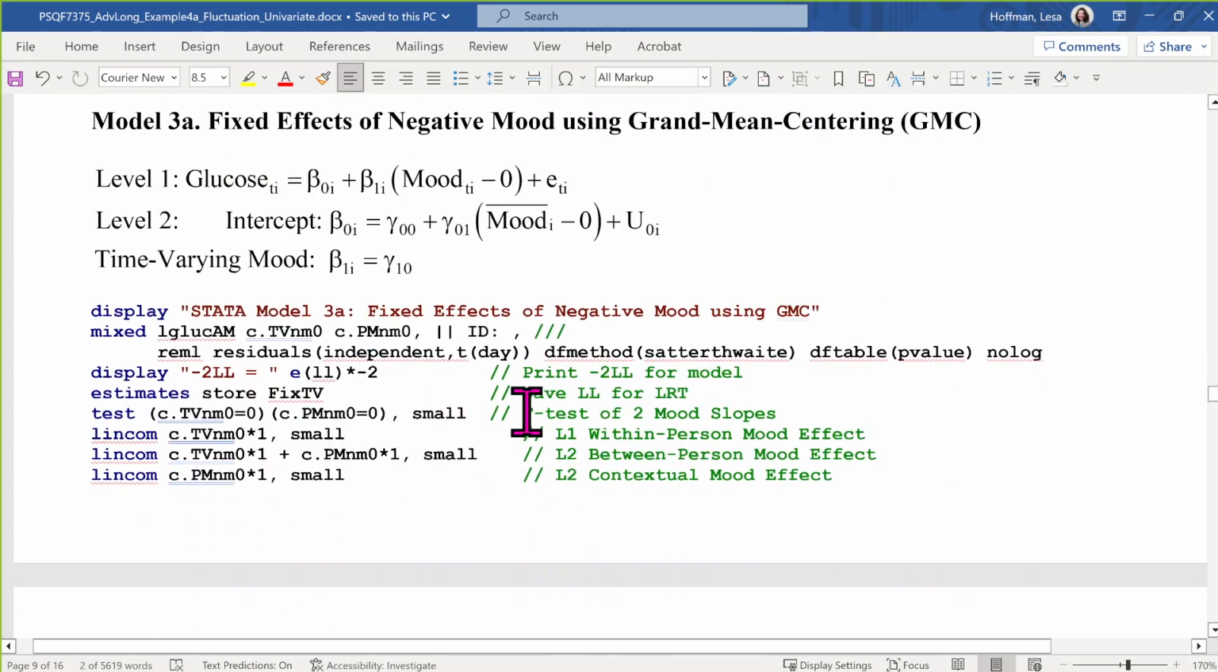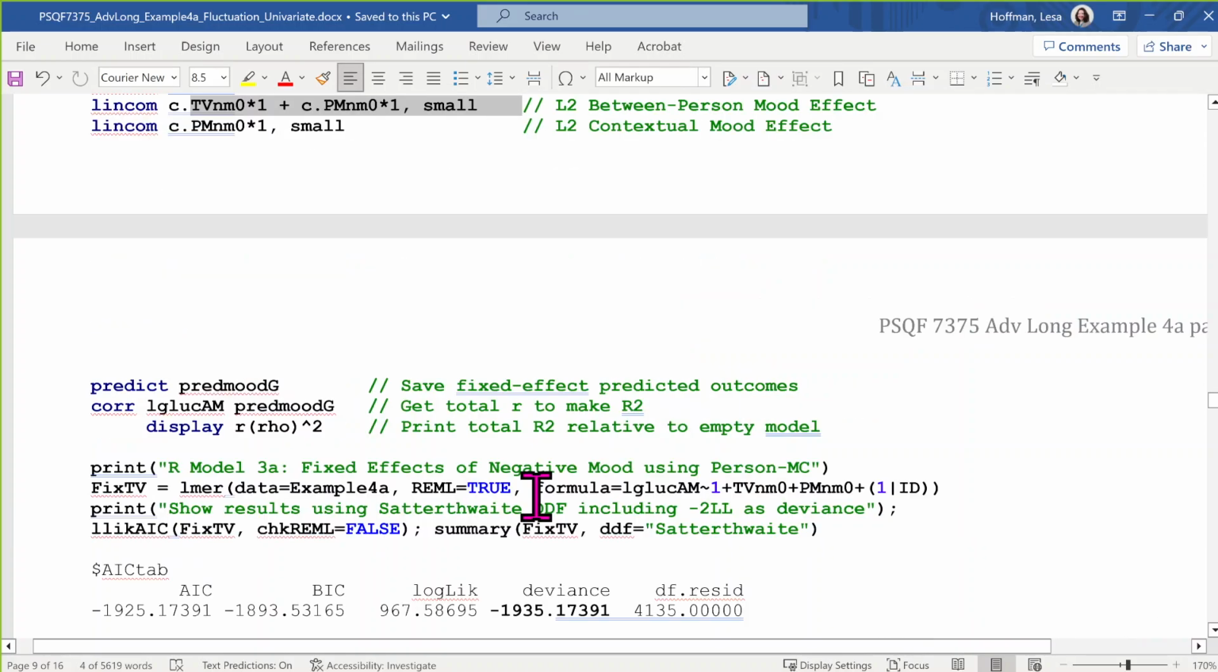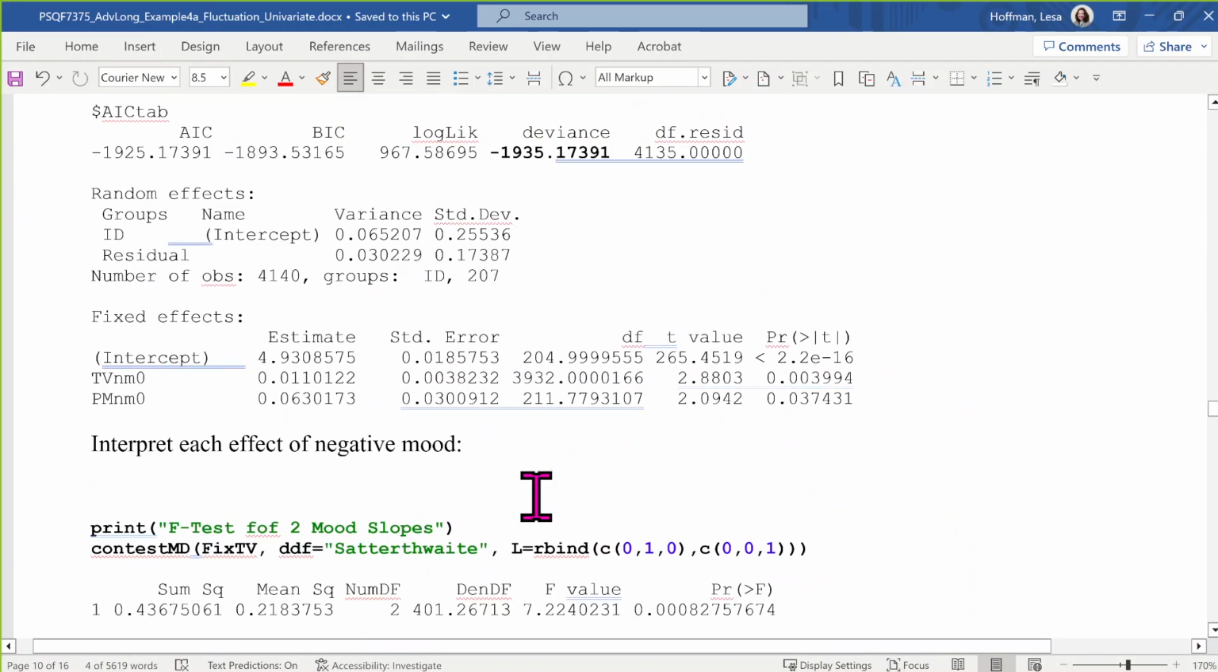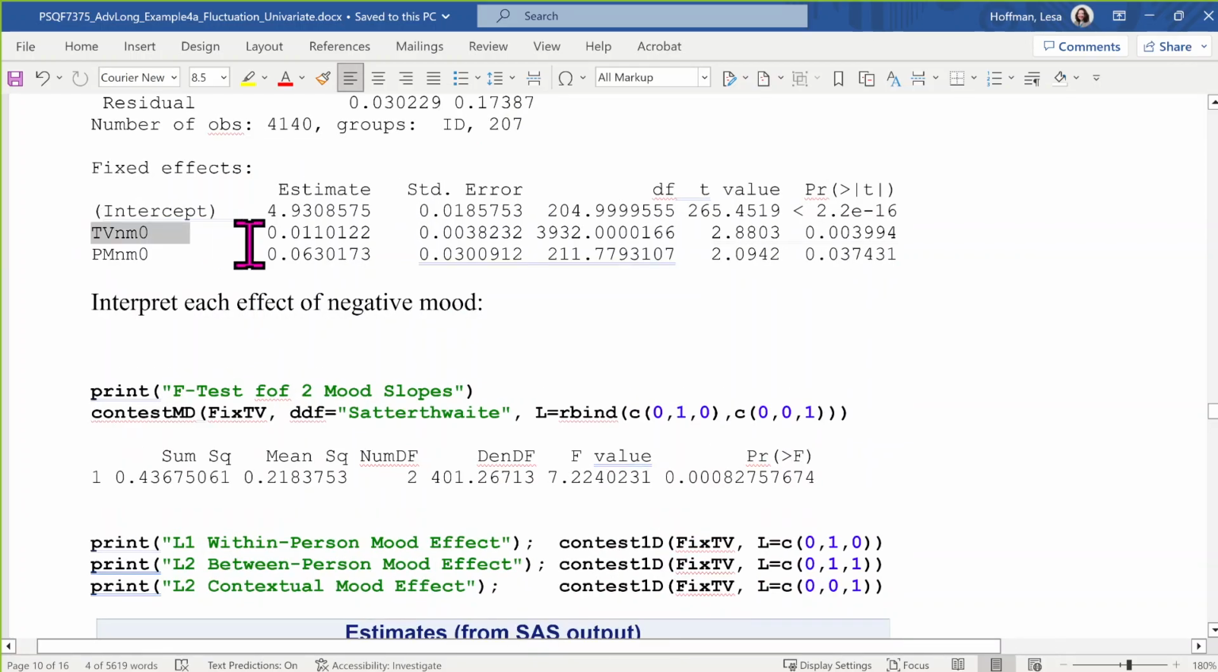Once I fix it by adding in the person mean negative mood, then we're in the within contextual space instead. So directly what I get is the within effect, I directly get the contextual effect, and the between effect is the 2 of them added back together again. So now the output is going to tell me the within slope. So there's the 0.011. We had the exact same result when we did person mean centering. The effect of the person mean is not between, it's contextual.